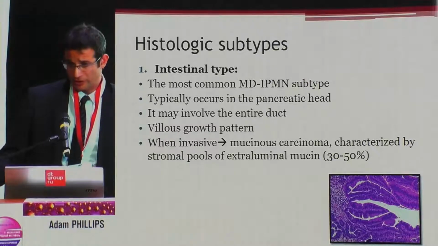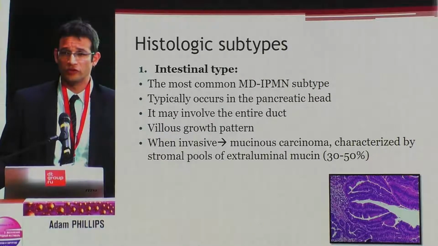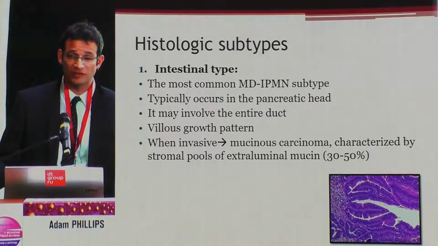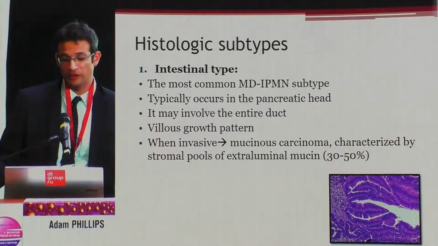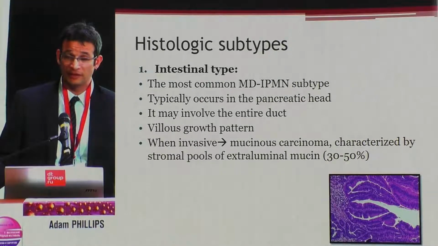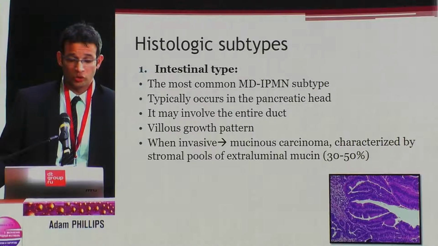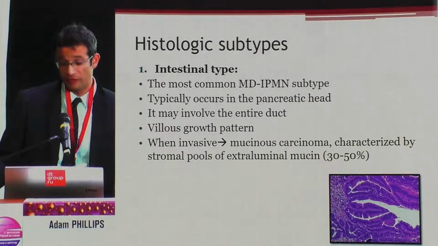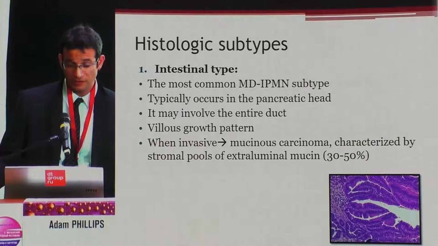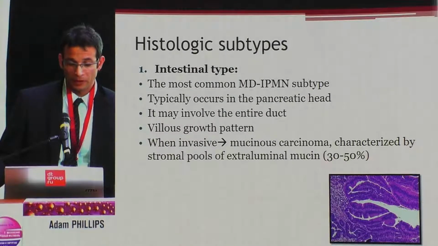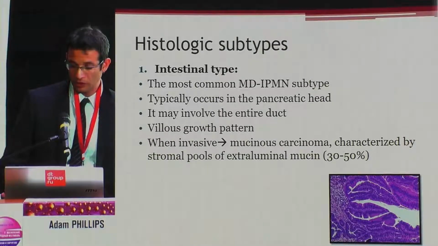What about histologic subtypes? You are surgeons. After resecting these patients, you can say that there are 4 subtypes of histological classification. The first and most common histologic type is the intestinal type. It occurs in the pancreatic head. There is a villous growth pattern in the biopsies. It may involve the entire duct, and when invasive, it can produce mucinous carcinoma with stromal pools of extraluminal mucin.